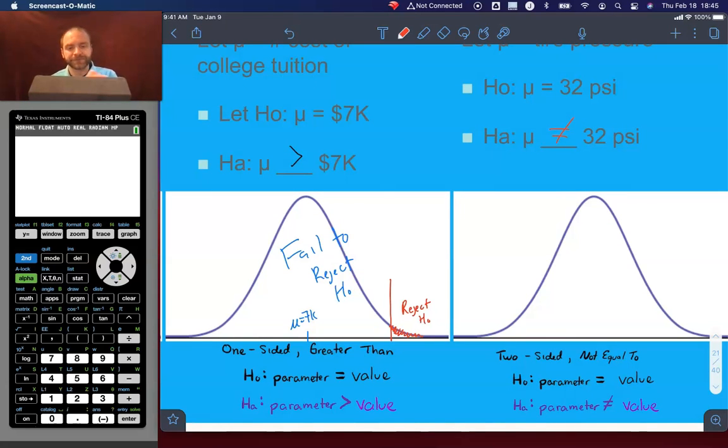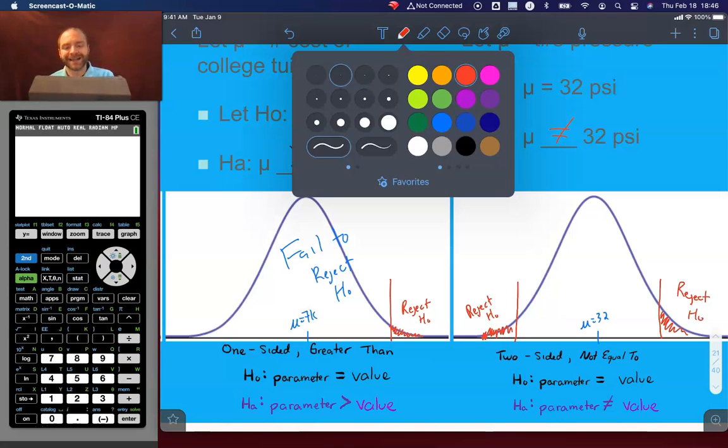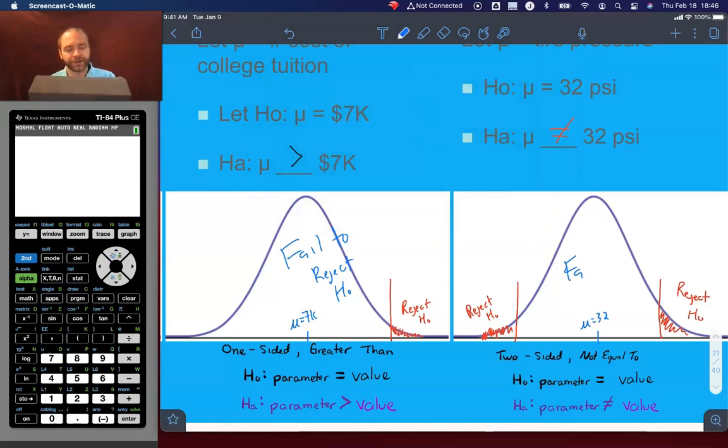So in this case, their claim is, hey, you need 32 PSI, so that should be in the center. So we care if we are underfilled. So anything in this tail is going to be the rejection area. You're going to reject the null. Anything in this tail is overfilled, and again, that is going to be reject the null. The center area is our fail to reject.